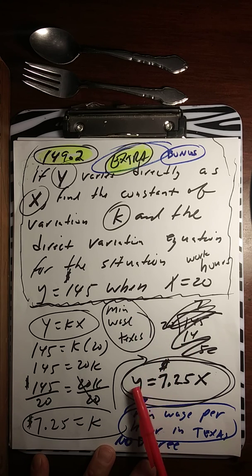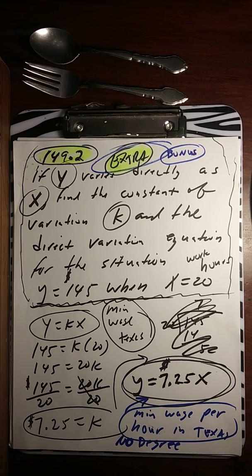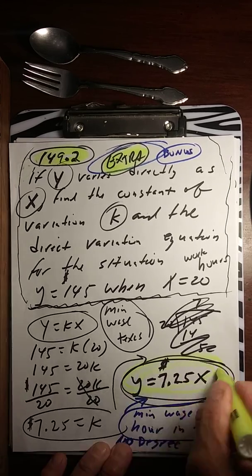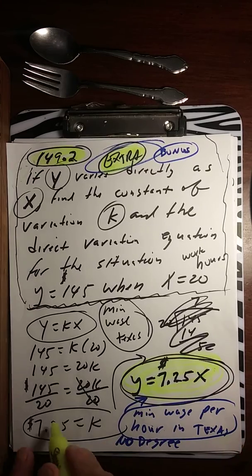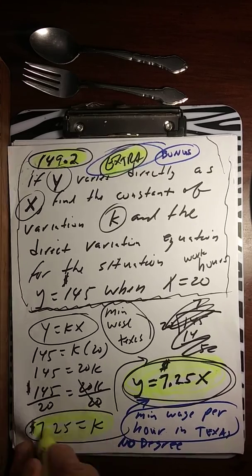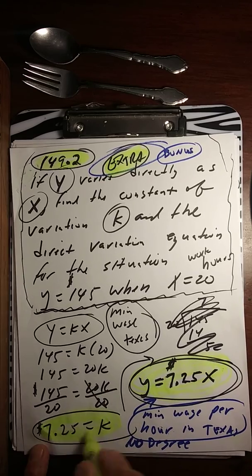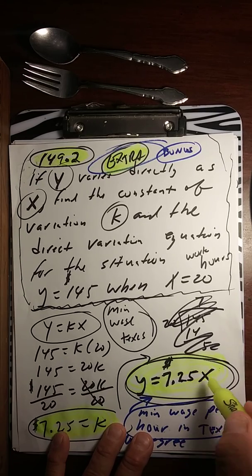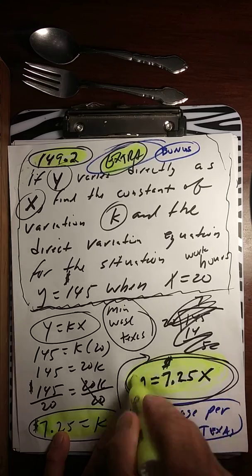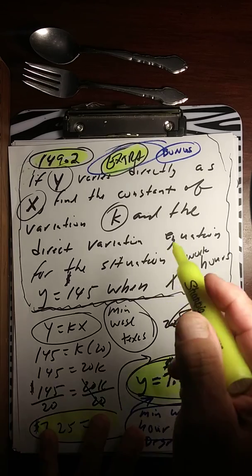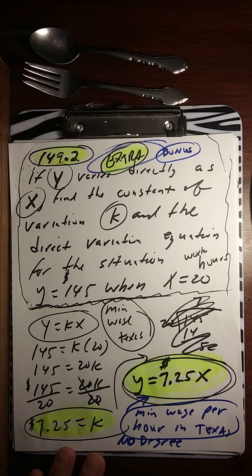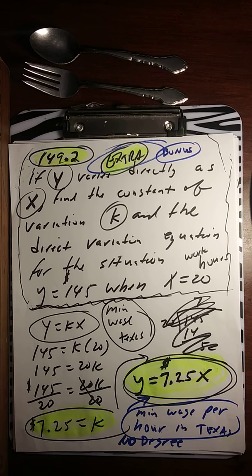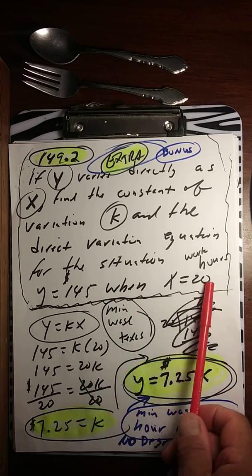So minimum wage now, so y equals 7.25x. There's our formula. In fact, let me highlight that a little bit. Here's a formula, and here's a constant. The constant of variation is this, and the equation is right there. And that's it. Think about it. Minimum wage per hour in Texas right now, no degree, you get $7.25 an hour. So if you work 20 hours, you get this. You work more hours, you get more money.